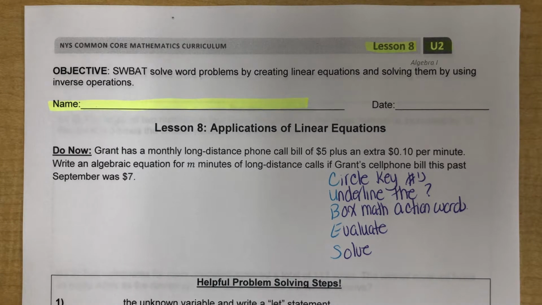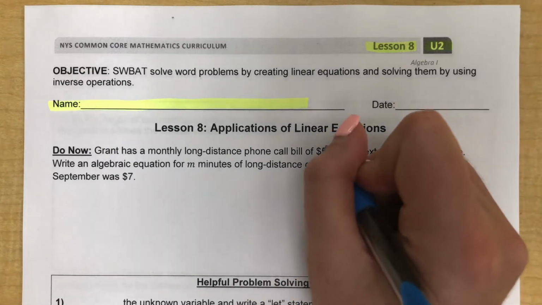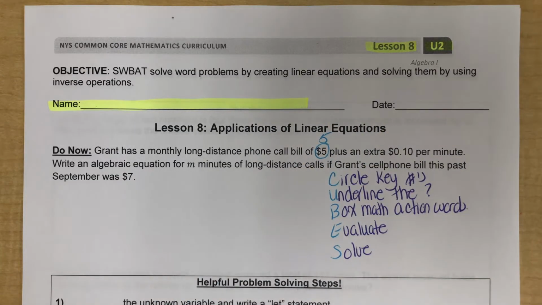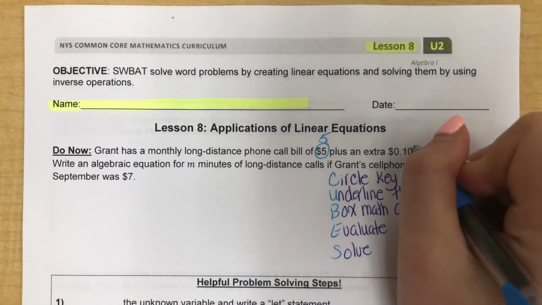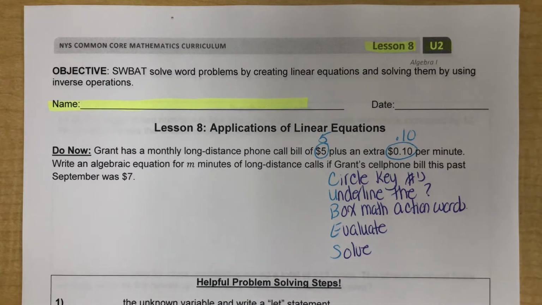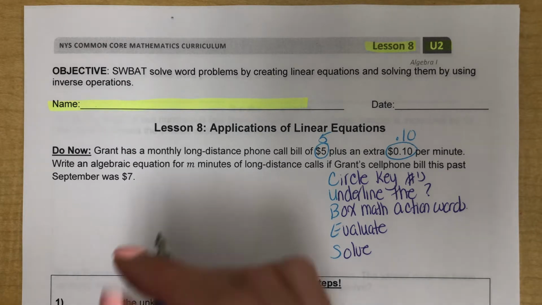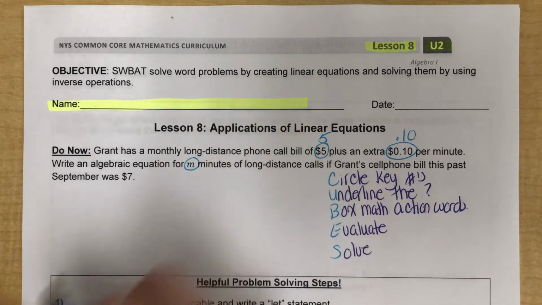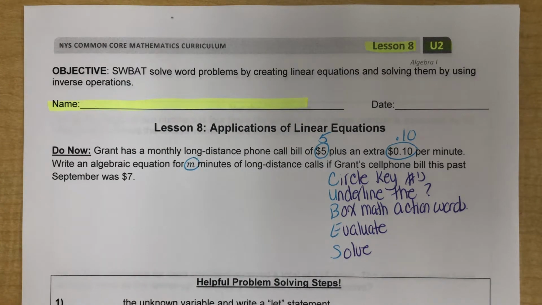First, I'm going to circle any key numbers that I see. So Grant has a monthly long-distance phone call bill of $5. I'm going to circle 5, plus an extra 10 cents per minute. I'm going to circle 10 cents per minute. Write an algebraic equation for m minutes. I'm going to actually circle m here because minutes represents a number.